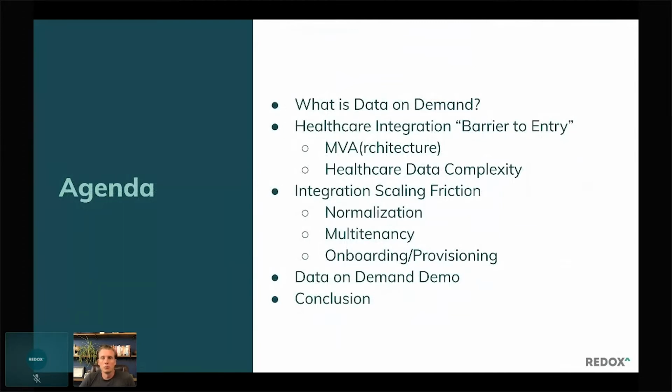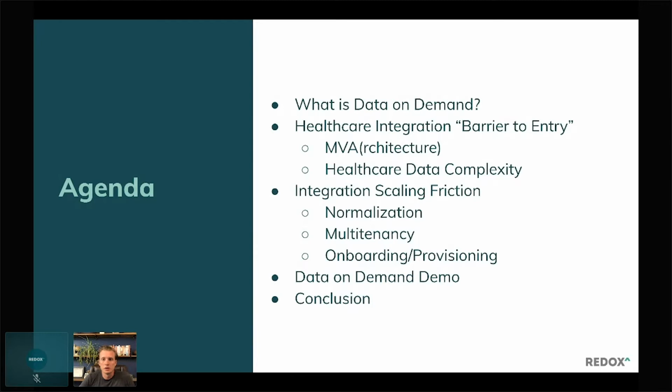So what we're going to talk about today. I'm the engineering team lead here at Redox for an area called Data on Demand in our engineering team. You may have seen some marketing material recently. It's a new product offering that we've launched. I'm going to start by explaining what that is and what Data on Demand is for on the Redox platform.